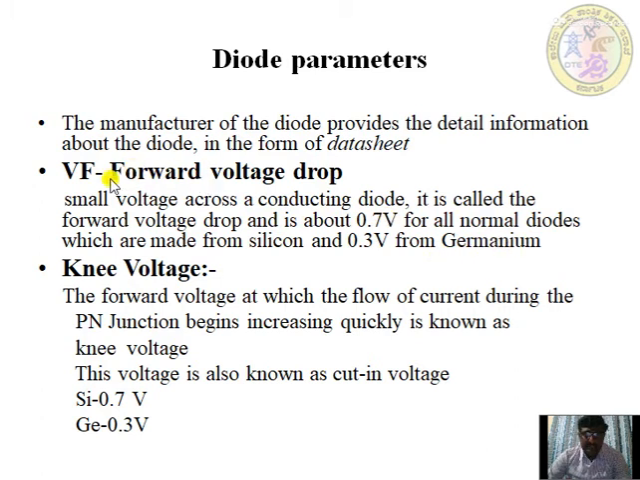So that is the knee voltage. Whatever we will be telling at the point of knee voltage, that one is known as the forward voltage, at which point the diode starts conducting. That is known as the forward voltage drop, and for silicon it is 0.7 and for germanium it is 0.3 volts. The knee voltage is the forward voltage at which the flow of current through the PN junction begins increasing quickly.